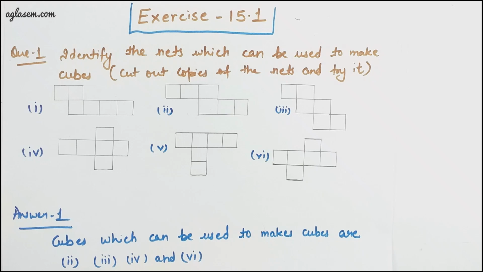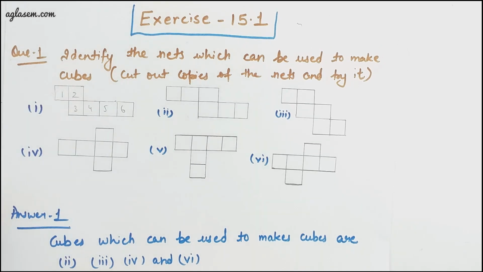In this video, we'll be covering exercise 15.1 of chapter 15 from NCERT textbooks of grade 7 mathematics. This exercise is basically about visualizing solid shapes. So question 1 says identify the nets which can be used to make cubes. So you may cut out copies of nets and try it out.